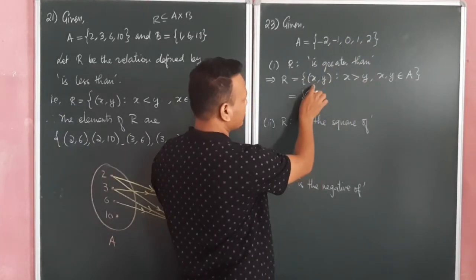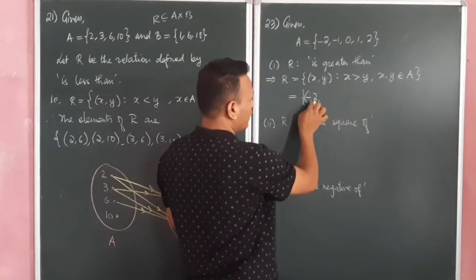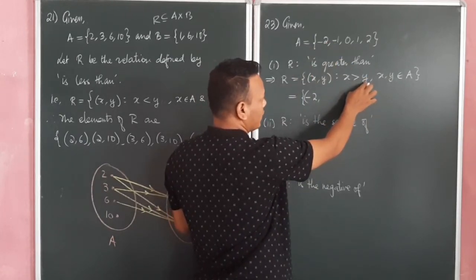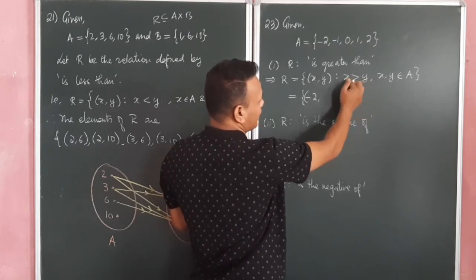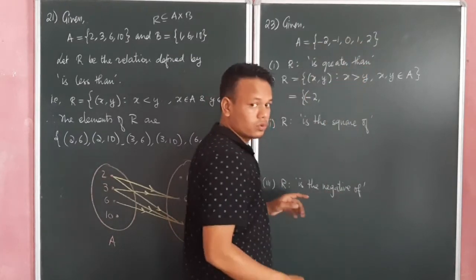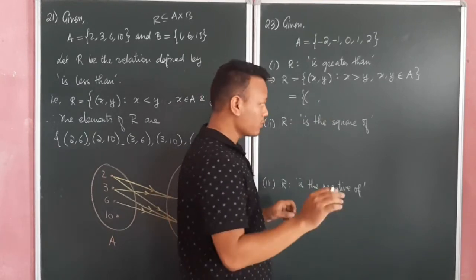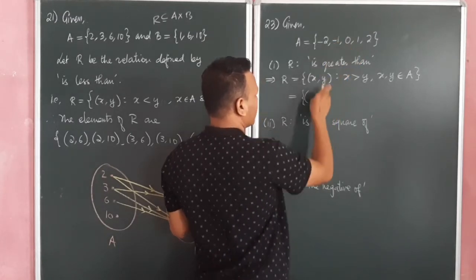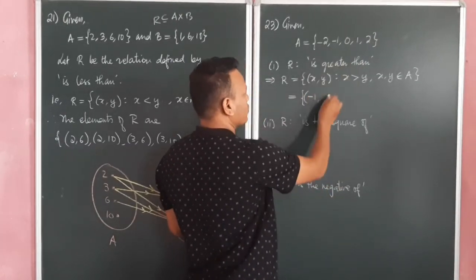So x and y are related in this way, that is x is greater than y. If I choose x equals minus 2, we must have the next number y to be less than x. So I have to choose a number less than minus 2. Is there any number which is less than minus 2? We don't have. So minus 2 cannot be taken as the value of x. Let us take the value of x to be minus 1. Is there any number which is less than minus 1? Yes, it is minus 2.